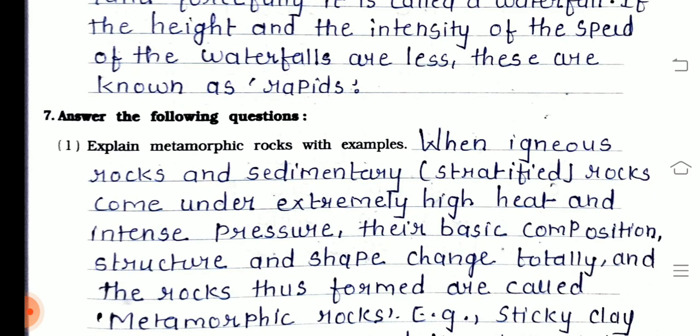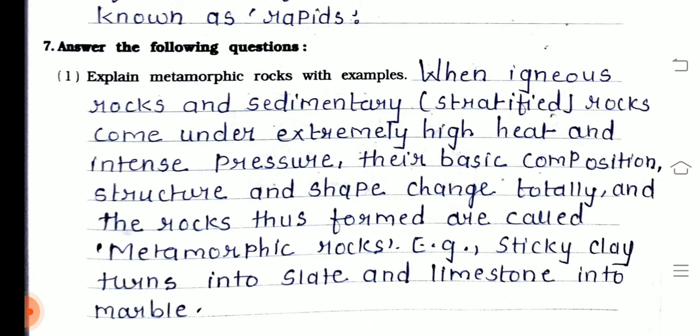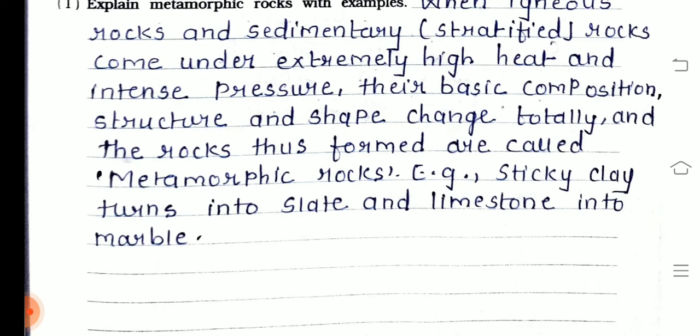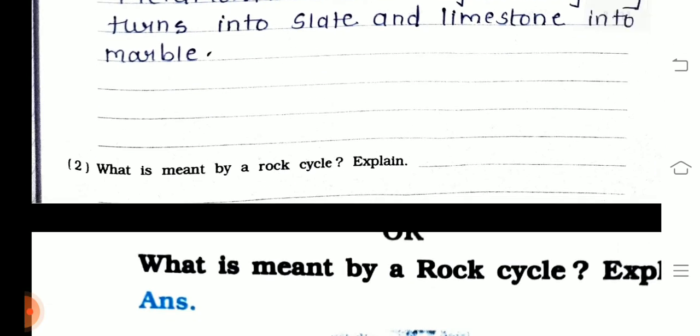Question number 7, answer the following questions. First one, explain the metamorphic rocks with example. When igneous rocks and sedimentary rocks come under extremely high heat and intense pressure, their basic composition, structure, and shape change totally, and the rocks thus formed are called metamorphic rock. Example: sticky clay turns into slate and limestone into marble. What is meant by rock cycle?